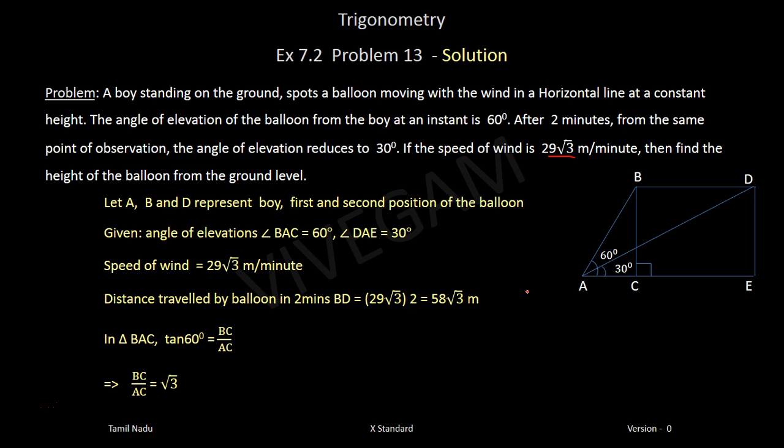So probably I should write the formula here, distance equals speed into time, okay. So that will be useful. We'll do that a little later. So 29 root 3 into 2 is 58 root 3 meters. Now that part is done.